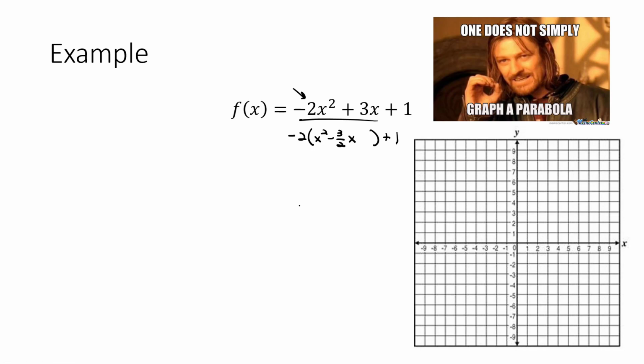Finding that magic number, let's just do it underneath. Negative 3 halves times 1 half.